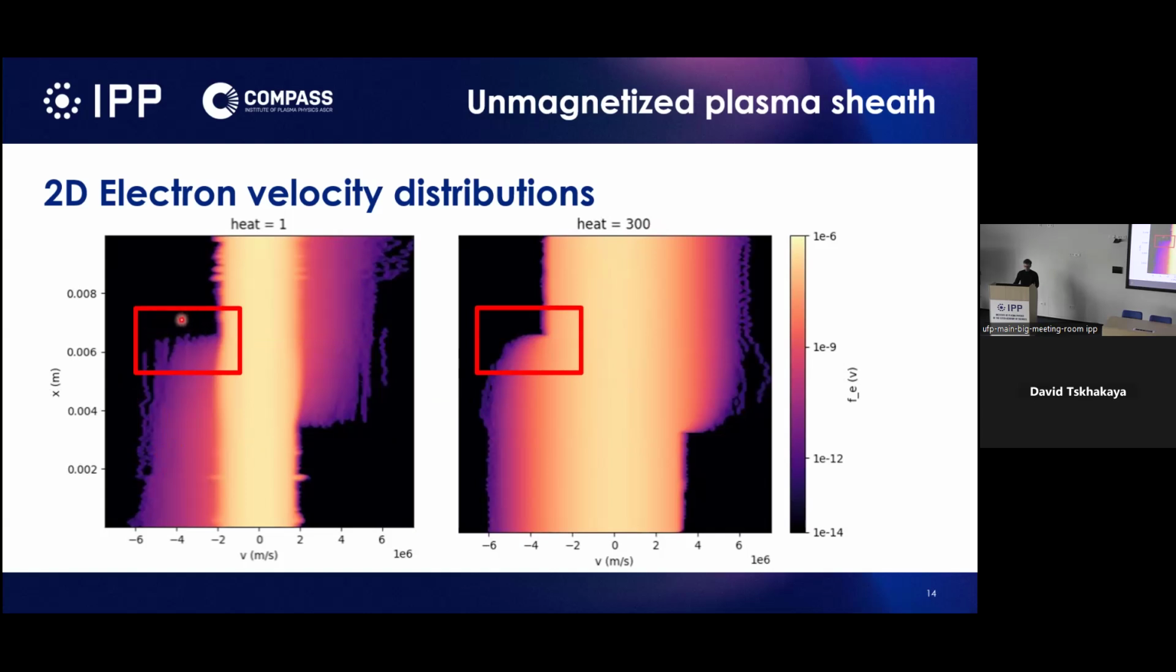This is exactly what I mentioned, that beyond this point, we're basically outside of the source region, so we don't really generate these backwards going electrons. Although we still have some backwards going electrons because they are getting reflected by the sheath potential drop.